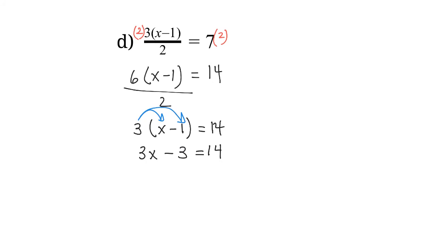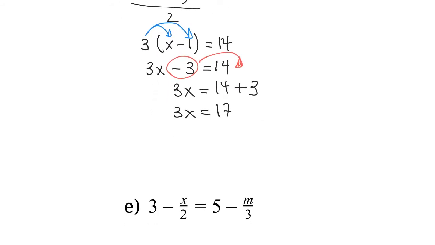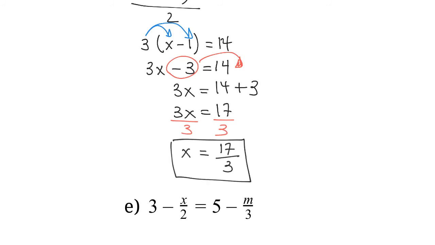Still equal to 14. So now I'm going to go ahead and collect like terms. I'm going to bring this negative 3 over, and that turns it into 3x equals 14 plus 3. I know that 14 plus 3 is 17. And now I'm going to isolate for x by dividing both sides by 3. 17 divided by 3 is going to give me a decimal, so I have to leave my answer as an improper fraction. And so my answer for x is 17 over 3. That doesn't reduce any further, so we're going to leave it as is.